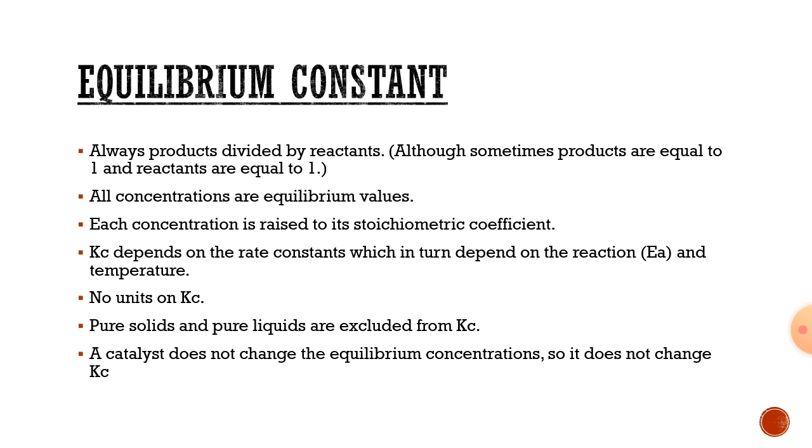Equilibrium constant is products divided by reactants, but sometimes the products are equal to 1 and sometimes the reactants are equal to 1. Concentrations are always at equilibrium and each concentration is raised to its stoichiometric coefficient. Equilibrium constant depends on the rate constant, which in turn depends on the reaction and temperature, but sometimes it also depends on the pressure.